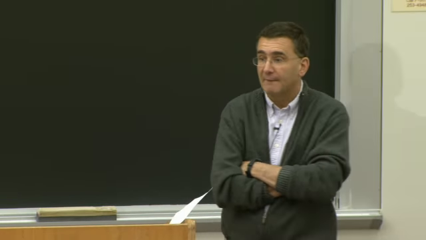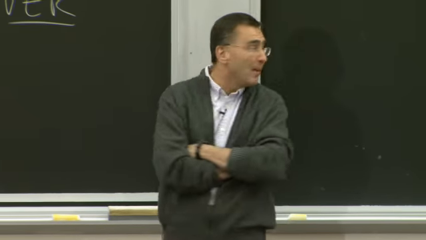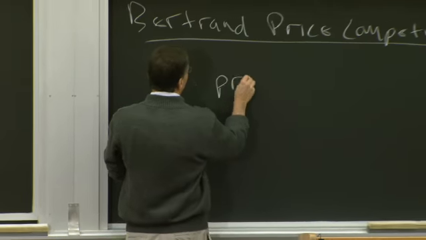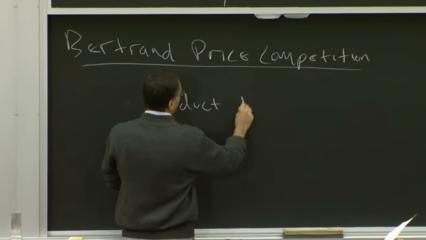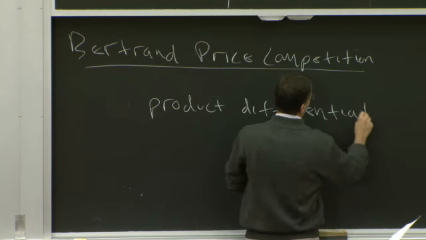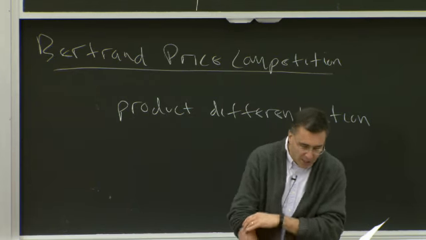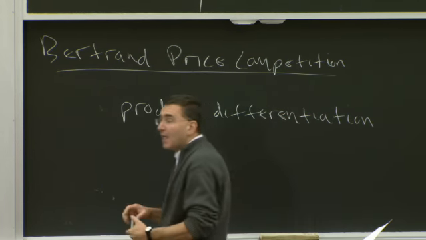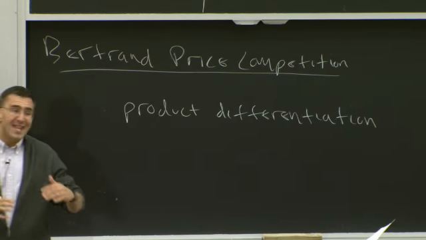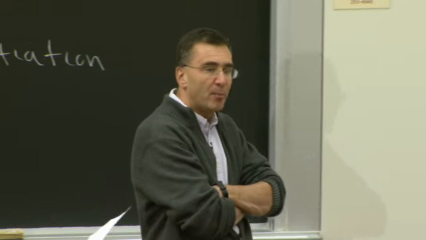They product differentiate. So the way to beat Bertrand competition is through product differentiation. Once your products are different, then you can price above marginal cost. They're not perfect substitutes anymore, and you can price above marginal cost.